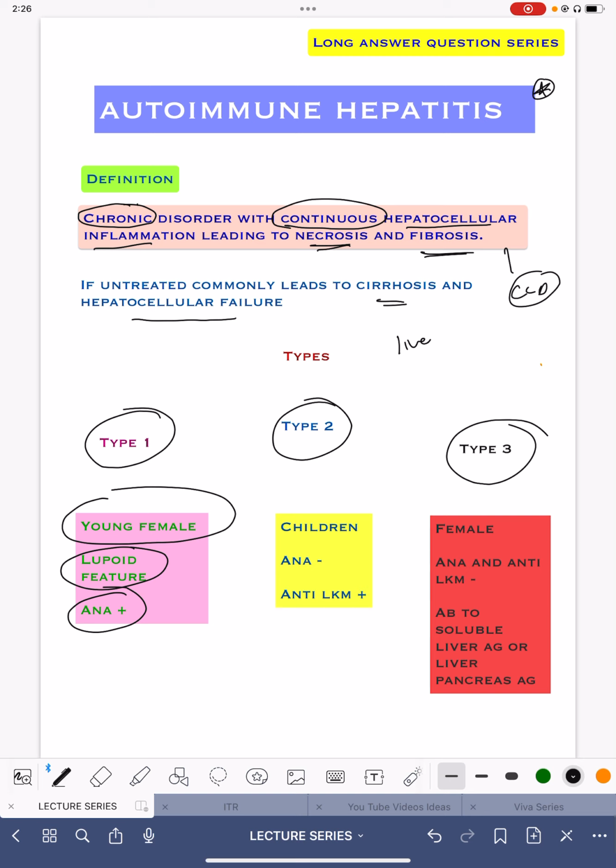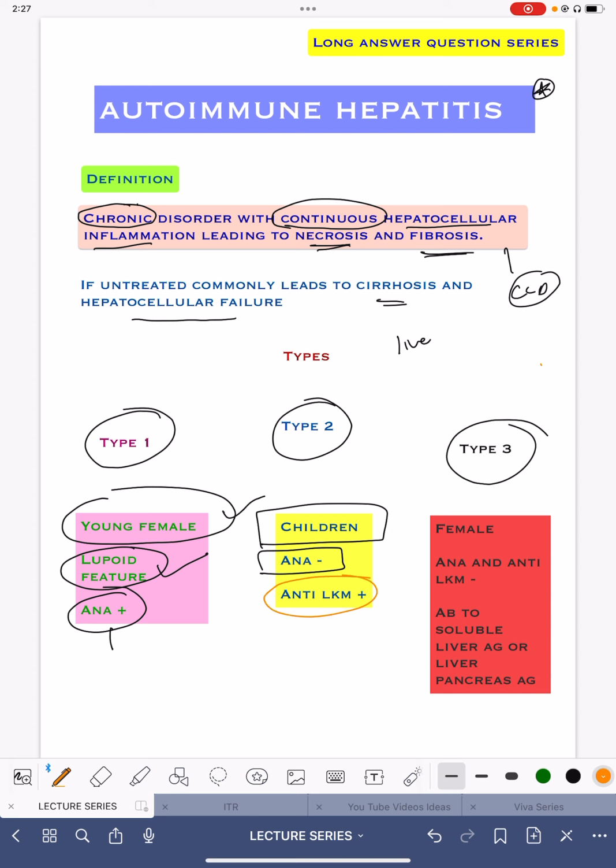So if we want to label a patient as autoimmune hepatitis, if the patient is a young female presenting with lupus-like features, and if ANA is positive, that is very highly likely to be type 1 autoimmune hepatitis. Type 2 autoimmune hepatitis is seen in children where ANA is very commonly negative. So if ANA is negative and the patient is a child, then it is going to be autoimmune hepatitis.